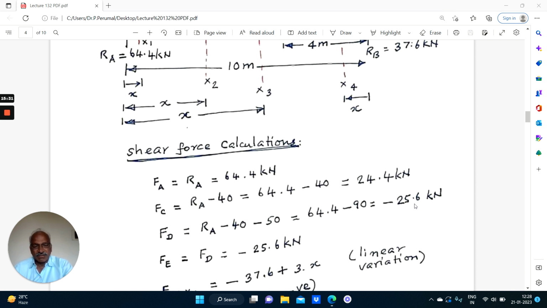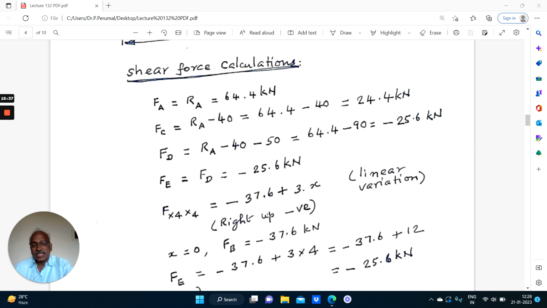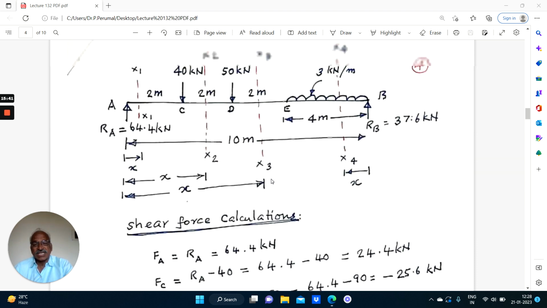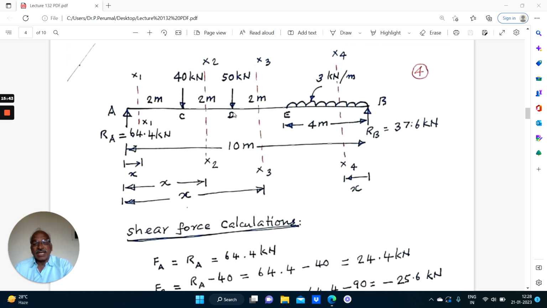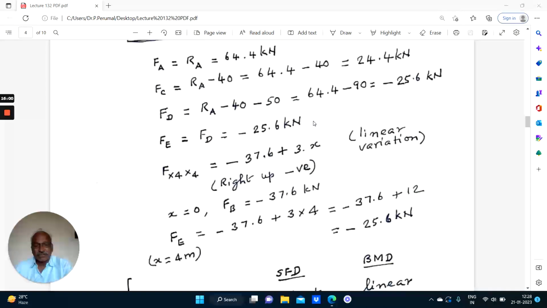Sum of the vertical forces, algebraic sum of the vertical forces: total upward force minus total downward force. Then the shear force at E is the same, minus 25.6, because between D and E there is no external loading. Therefore, there will be no change in the shear force. So the shear force just to the right of D will be the shear force at the point E also.